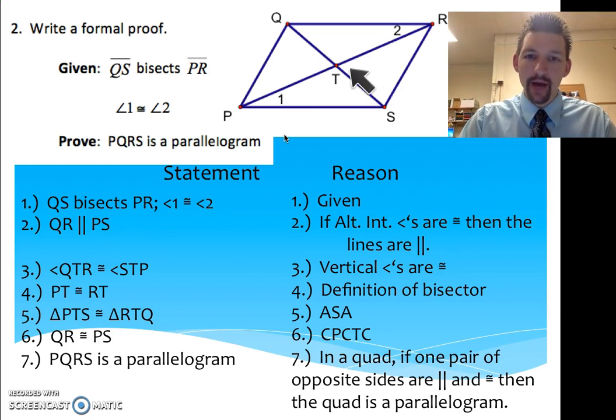So if you have the bottom triangle congruent to the top triangle, that means that the side PS is congruent to the top side QR by corresponding parts of congruent triangles are congruent. So since we've proven that PS and QR are parallel and they are congruent, we know that PQRS is a parallelogram because if a quadrilateral has one pair of opposite sides parallel and congruent, then it is a parallelogram.